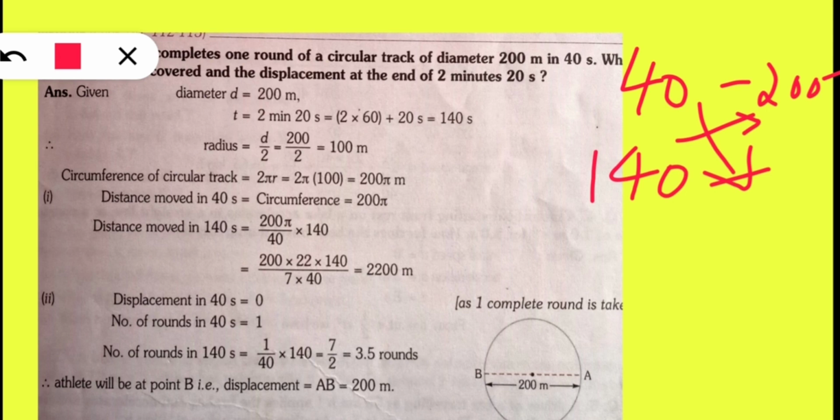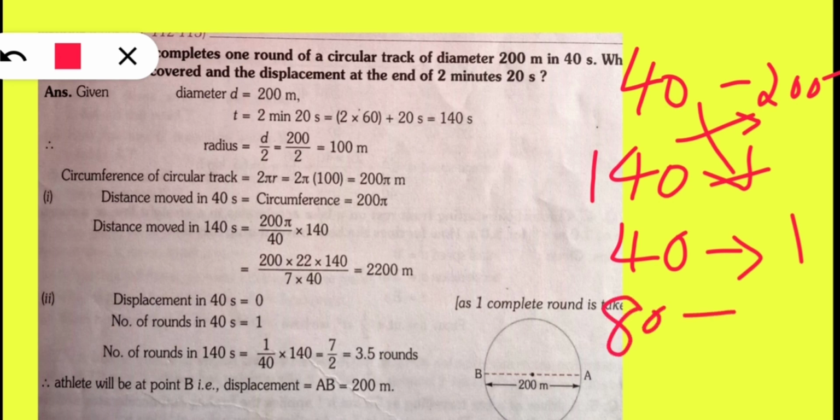If you take 140 seconds, in the question they have given 40 seconds as 1 round. So 80 seconds will be 2 rounds, and 120 seconds will be 3 rounds. But we have to calculate the displacement after 140 seconds. If you see, 120 plus 20, it will be 3.5 rounds. So here we are asked to calculate the displacement after 3.5 rounds.